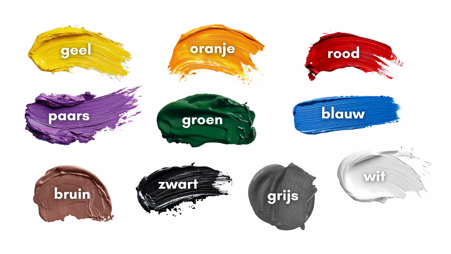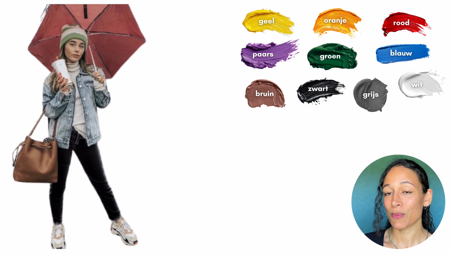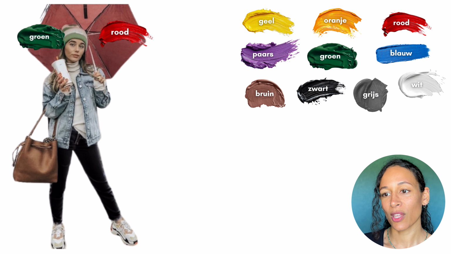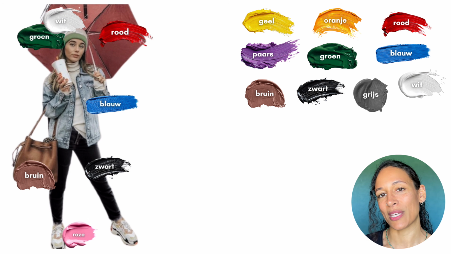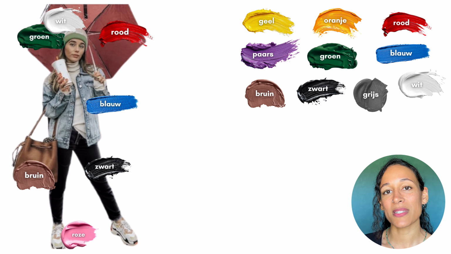So let's add some colors to our description. Here's an overview of 10 common colors. Let's see which ones are present in this picture. Ik zie rood, groen, wit, blauw, zwart en bruin. En hier zie ik een beetje roze. But let's say we have 6 colors. Let's now add them to our items.